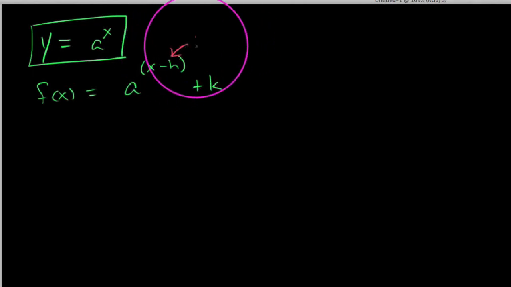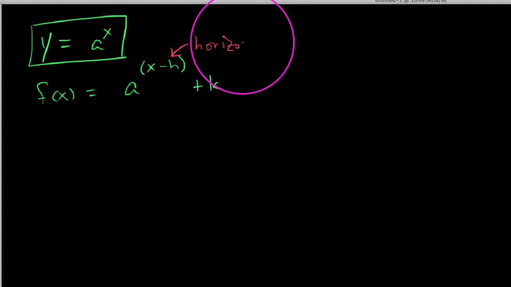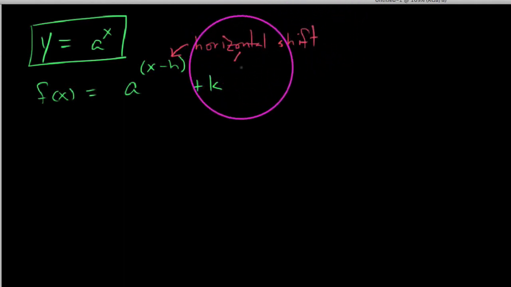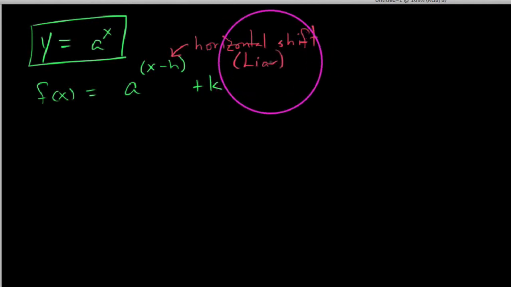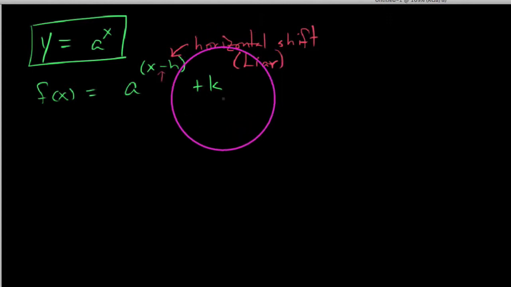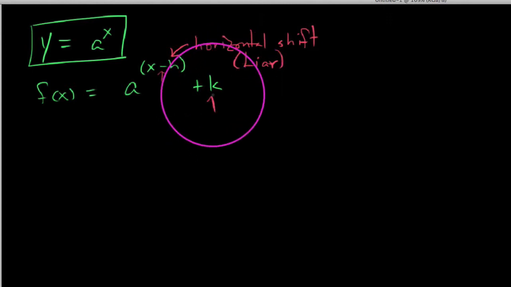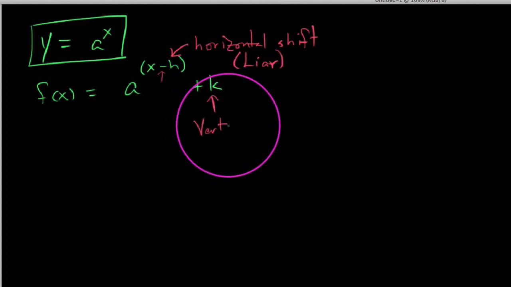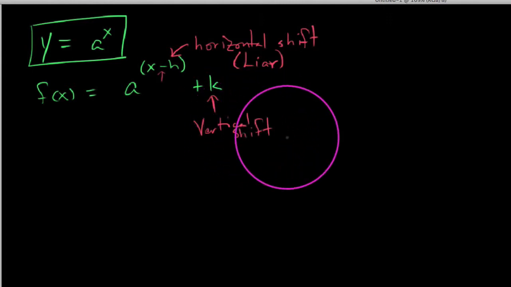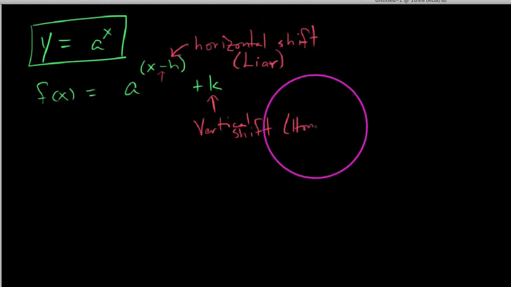what I want us to recognize is h is just a horizontal translation, so a horizontal shift, and it's lying. So we say liar. It's actually because of the negative in the formula up here, because of this minus sign. What it says is not what it means. It means the opposite, okay? And we say k is a vertical translation or vertical shift, okay? We say it is honest. It is honest with us.